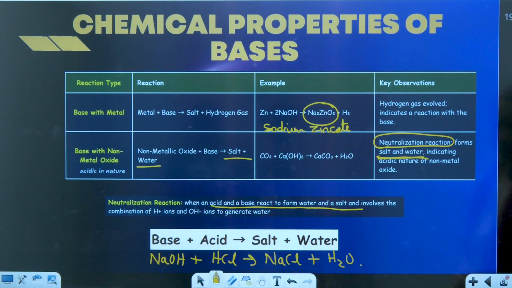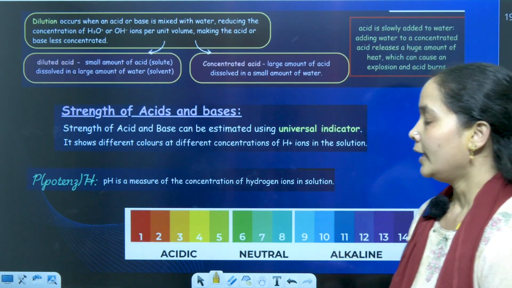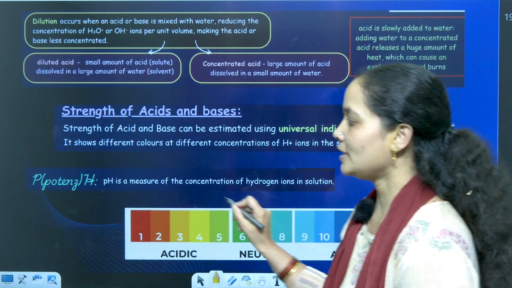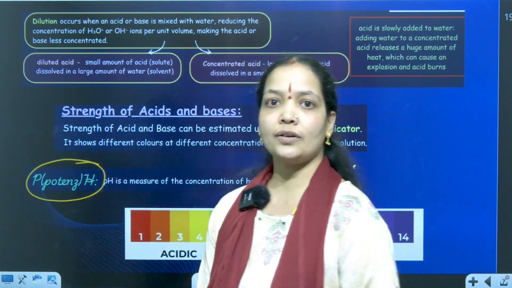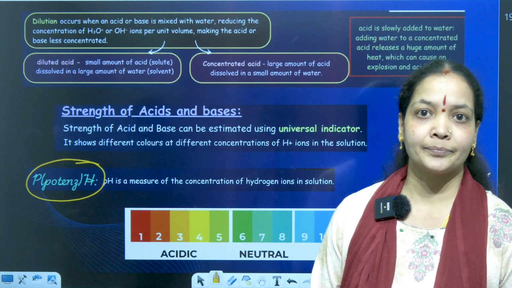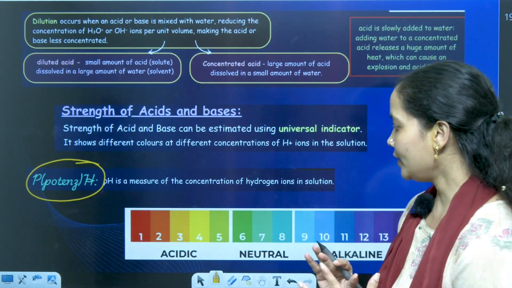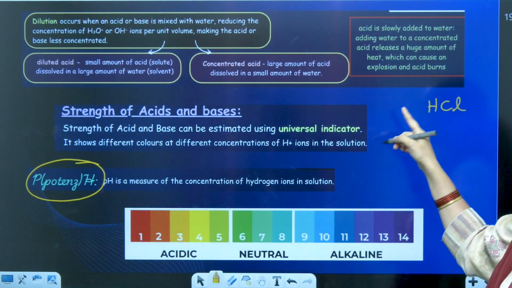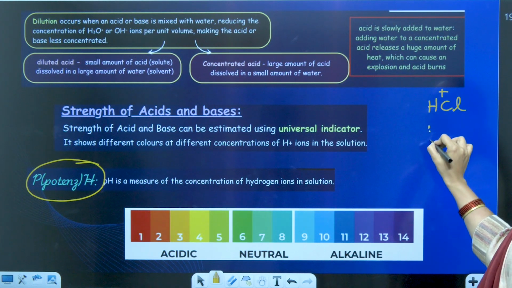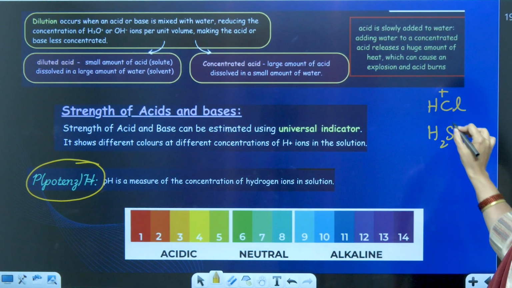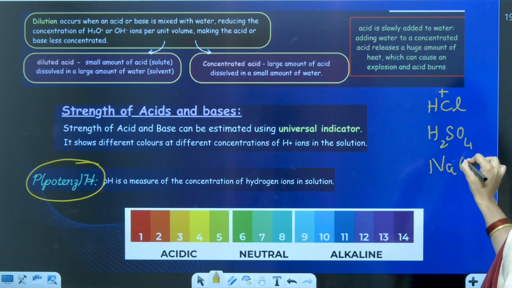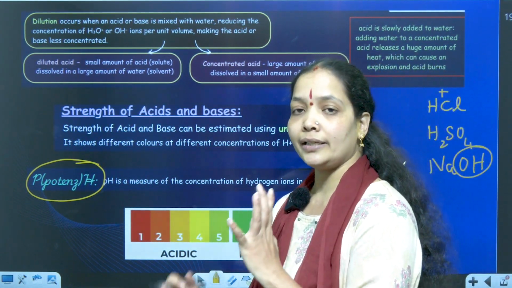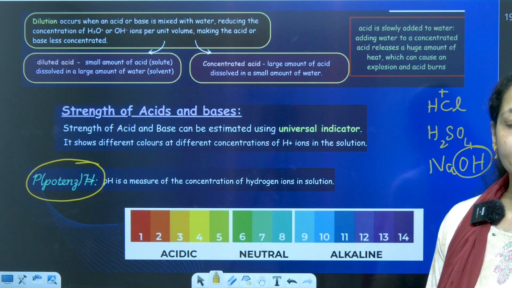Okay. Further moving on in the chapter, we have an important concept called pH. What is pH? pH is majorly called the potency of hydrogen present in any acid or any base. Whenever we take an acid, the acid should contain H plus ion. HCl is an acid, hydrochloric acid, it has H plus ion. H2SO4 is an acid, it has H plus ion. NaOH is a base, it has OH minus ion. So the amount of hydrogen present in any substance indicates the value of pH.